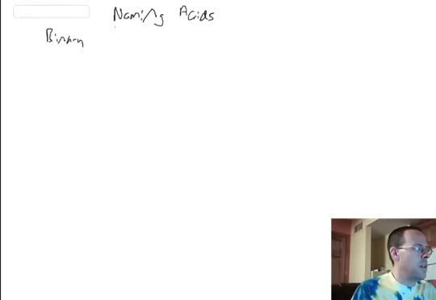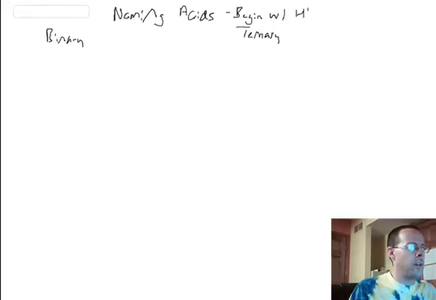Binary and ternary. And acids are pretty easy to recognize because they always begin with H. Acids begin with hydrogen, or H+. So some binary acids, we'll jot a couple down: HCl, H2S, and we'll do HBr.